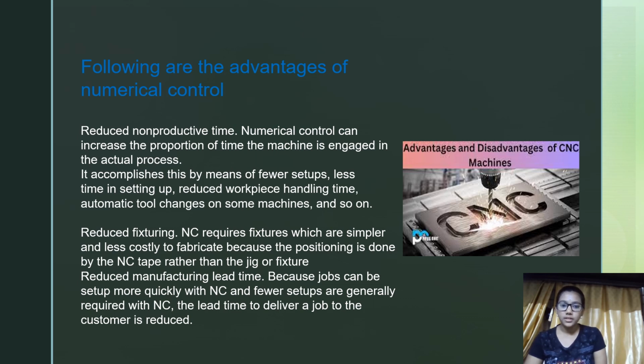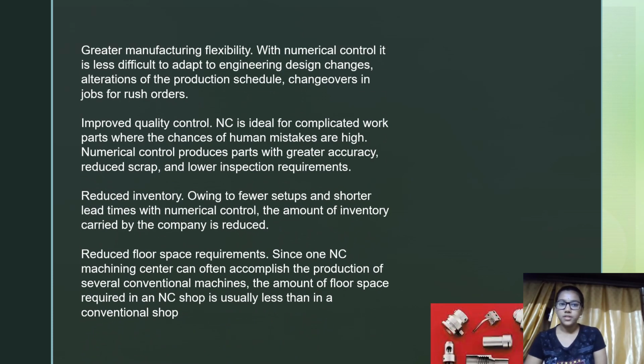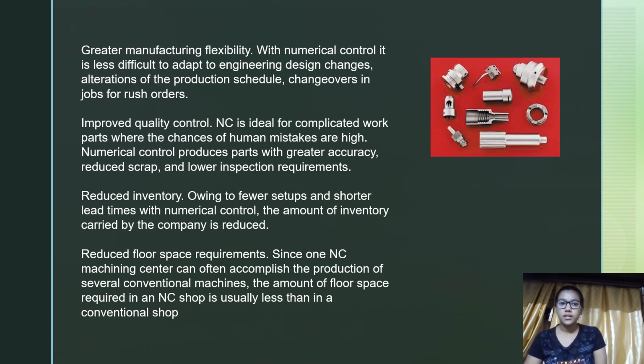Reduced manufacturing lead time because jobs can be set up more quickly with NC and fewer setups are generally required with NC. The lead time to deliver a job to the customer is reduced. Greater manufacturing flexibility. With numerical control, it is less difficult to adapt to engineering design changes, alterations of the production schedule, changeovers in jobs for rush orders, and improved quality control. NC is ideal for complicated work parts where the chances of human mistakes are high.